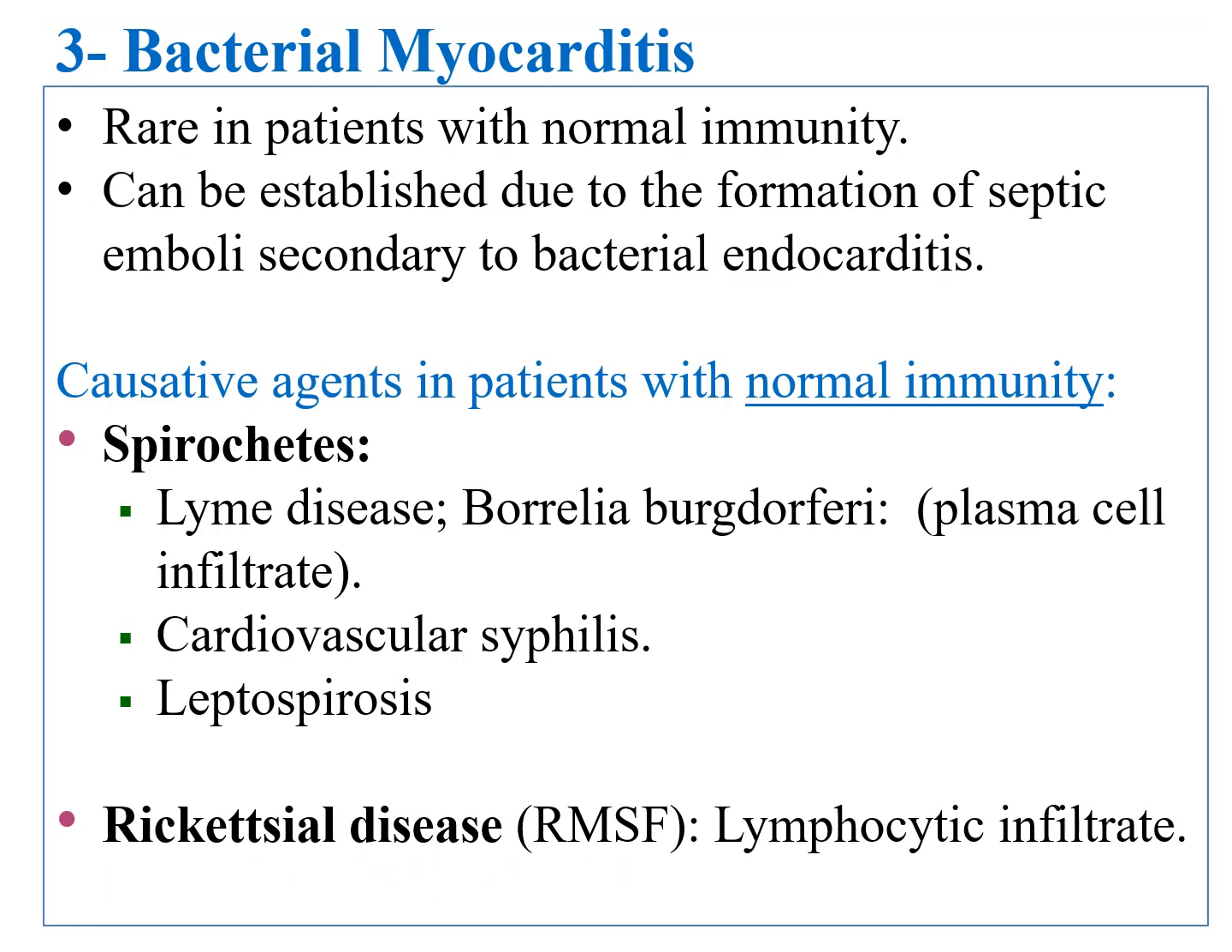Bacteria don't usually cause myocarditis unless the patient has immunocompromission or as a complication of bacterial endocarditis. If the patient has normal immunity, then very few bacteria that belong to either spirochetes or the rickettsiae can cause myocarditis. Among the spirochetes, there is Borrelia burgdorferi, or the Treponema, the causative agent of syphilis, or the Leptospira. And among the rickettsiae, the causative agents of Rocky Mountain spotted fever can cause also myocarditis.